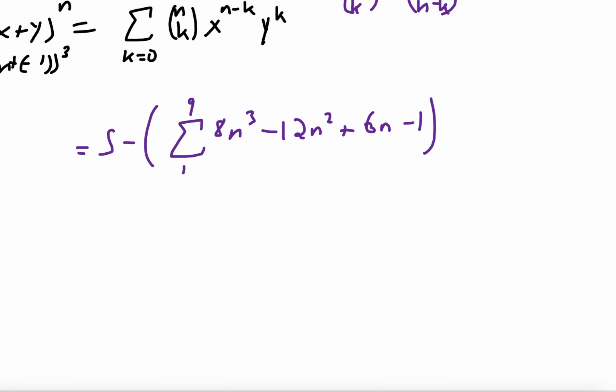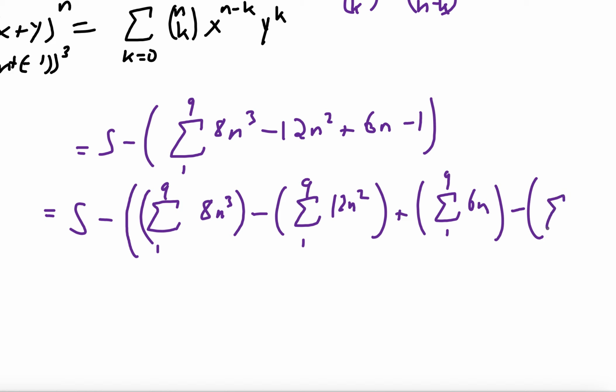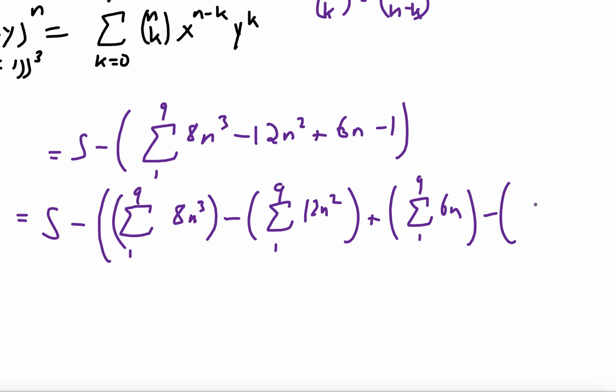All right? And so we ultimately get that this is equal to S minus, and now we're going to start splitting the sigma for real. The sum from 1 to 9 of 8n^3, subtract that from the sum going from 1 to 9 of 12n^2, and we add that to the sum of n going from 1 to 9 of 6n, and finally we subtract from that the sum of n going from, that's a disgusting sum, hold on, let me rewrite that, not too easy with the mouse, from 1 to 9 of just 1.